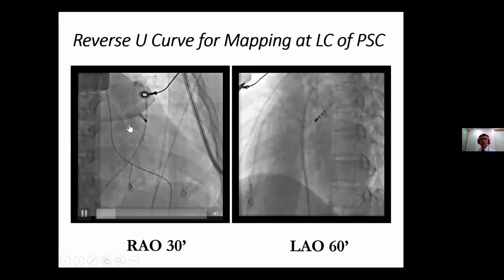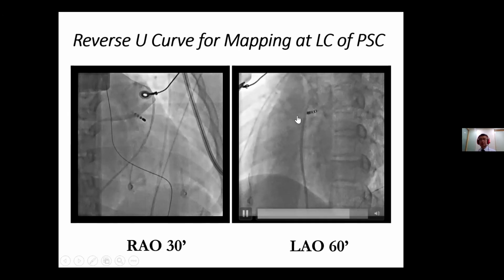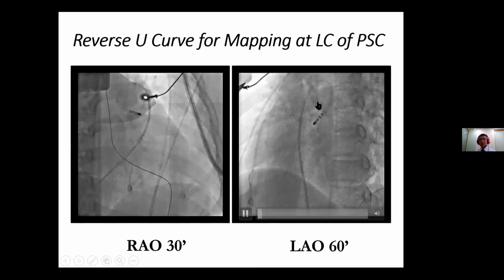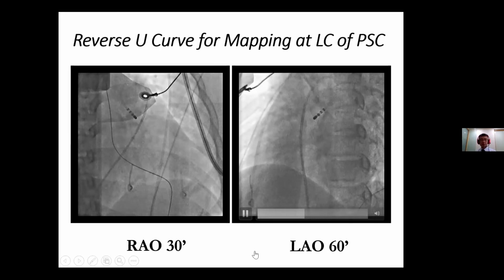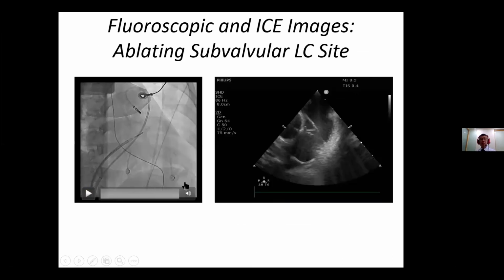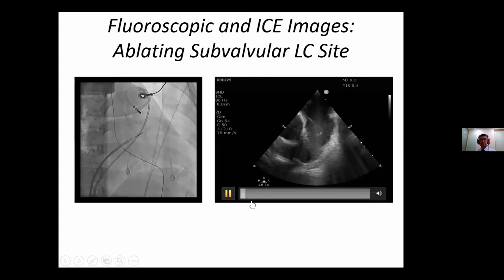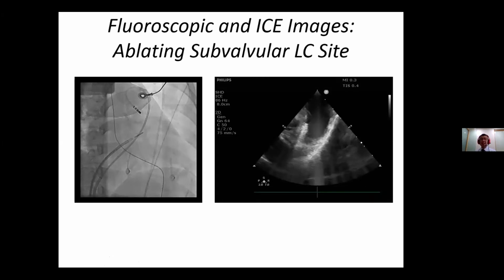Of course, we say that left cusp is lower, and here should be the anterior, and here should be the right. Then for the LL view, anterior is here, left is here, and right should be here. So we identify the location, but actually we start ablation from the left cusp because the highest pace map location is near the left cusp.